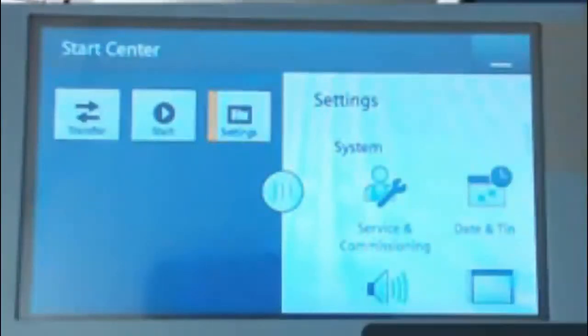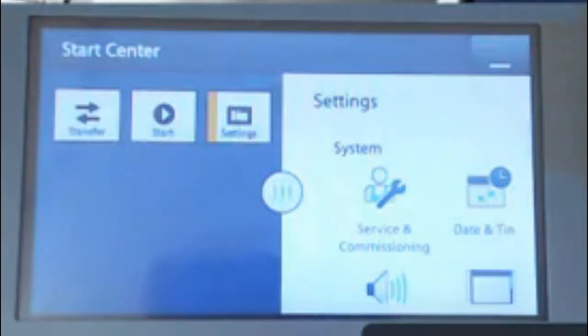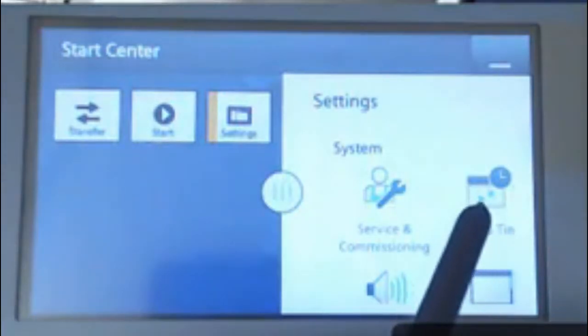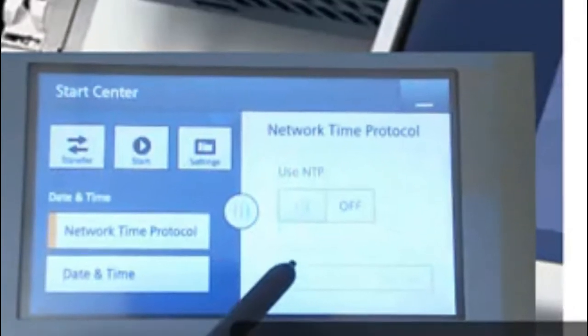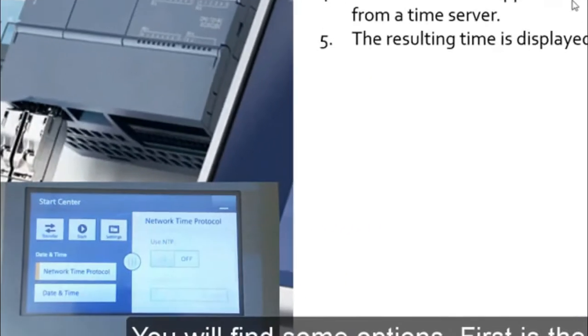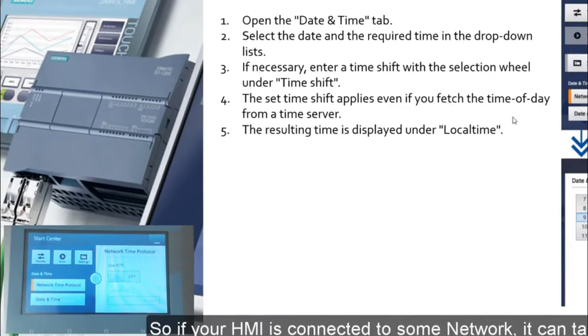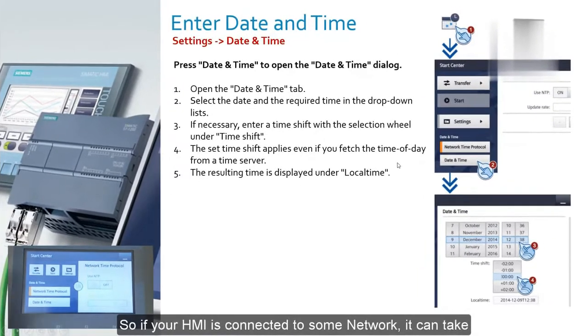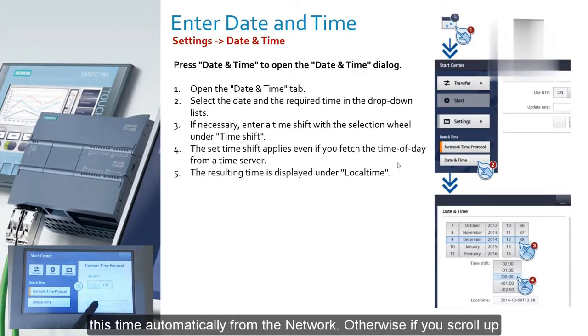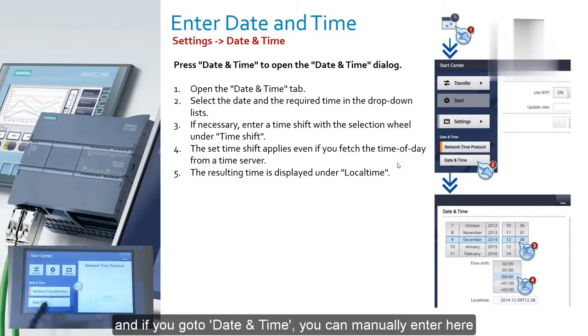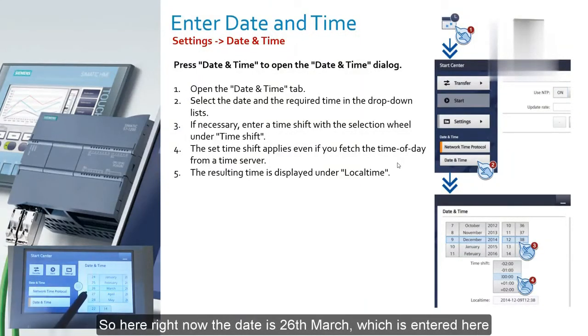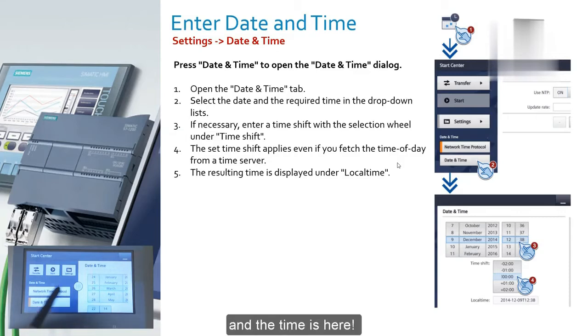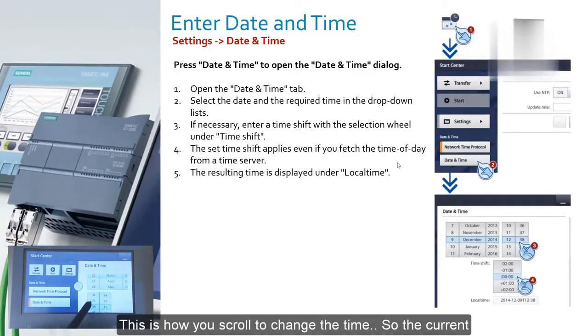All right, so the first step is date and time. To go to the date and time, you can see we have a date and time button here. If I click on that, you will find some options. First is the network time protocol. If your HMI is connected to a network, it can take the time automatically from the network. Otherwise, if you scroll up and go to date and time, you can enter it manually. Right now the date is 26th March, which is entered here, and the time is here. This is the scroll for how you can change the time. So the current time is this one.